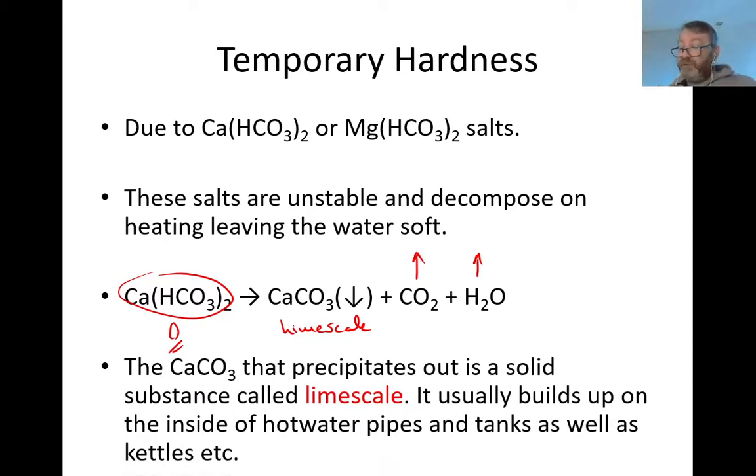The CaCO3 that precipitates is a substance called limescale, which builds up on the inside of hot water pipes and tanks, as well as kettles, etc. So there's an example of where the original pipe has now been filled in layer by layer by layer by precipitation of calcium carbonate. So the original pipe, if you notice, was there. There's the original inside of the pipe. See that? And that's what it's been reduced to. So it does do damage.